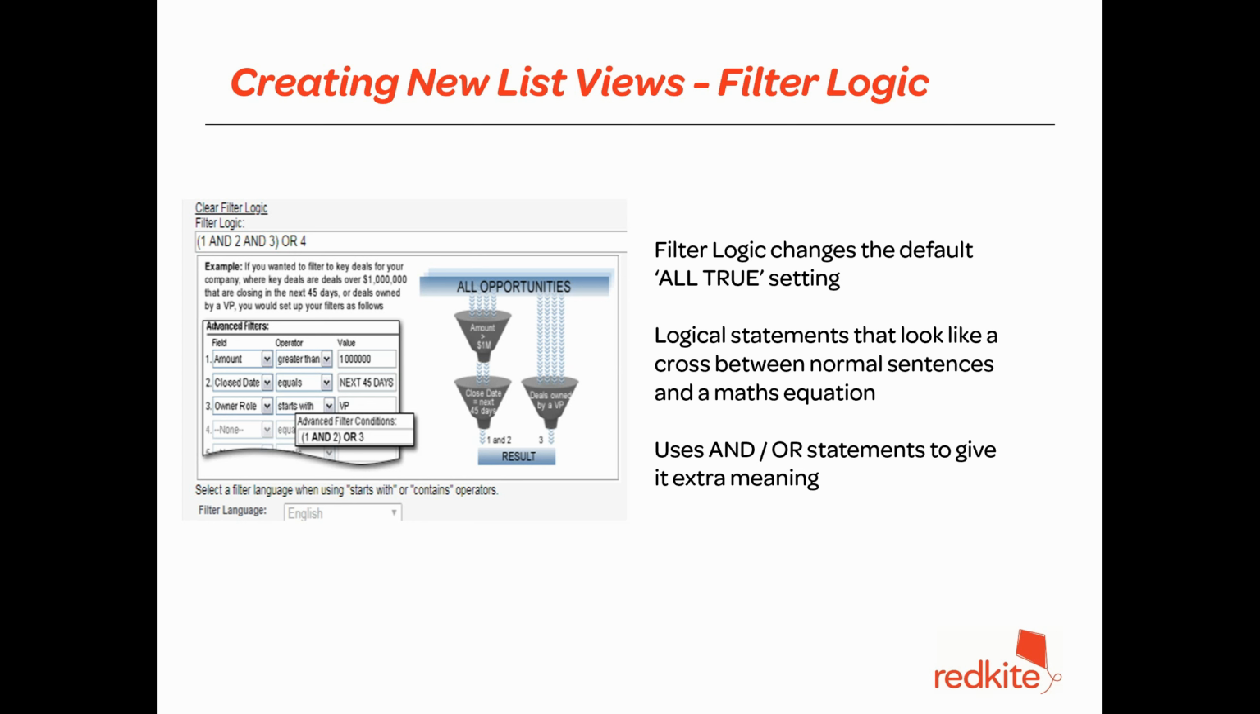And this is how you tell it otherwise. This is filter logic. So you basically, just in fairly normal sentences, can tell it this one and this one, or this one. So it's pretty much and, or. And you're giving it a logical statement that it's going to then follow and choose those filters depending on the logic that you give it.